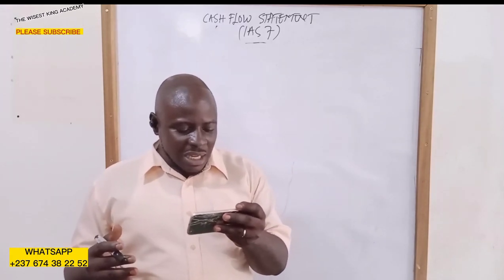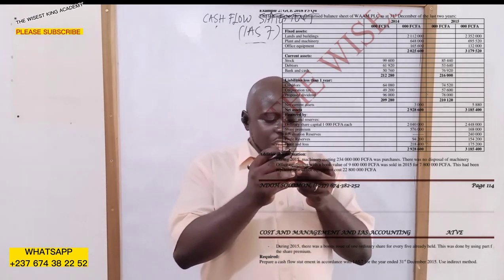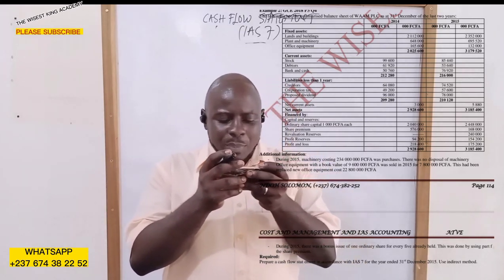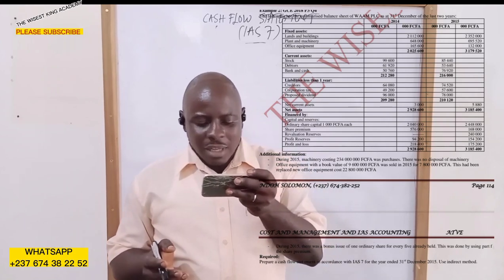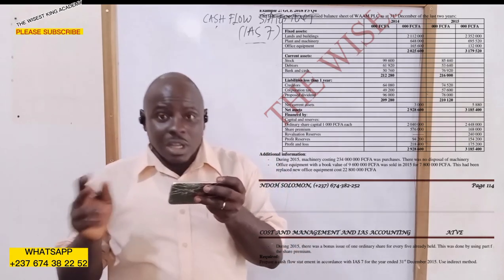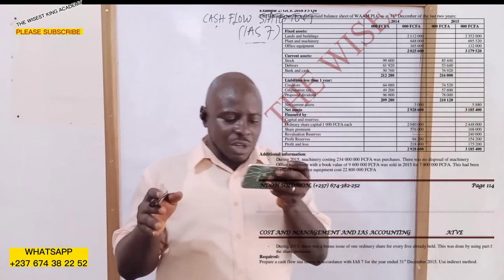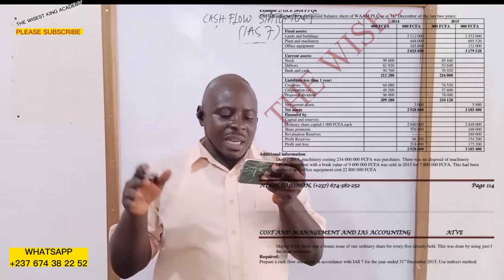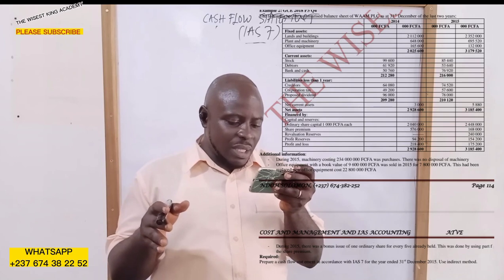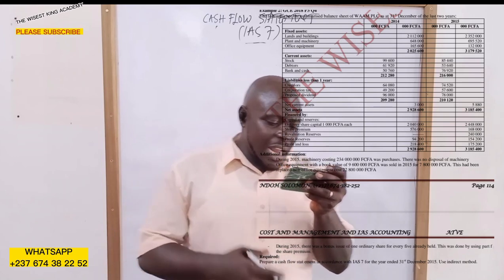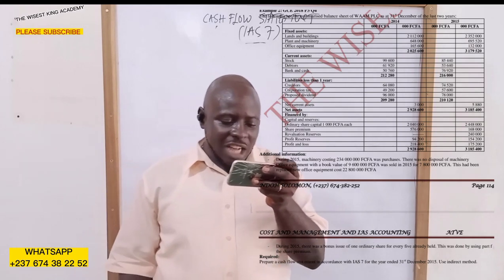Now, let me read the question. The following are the summarized balance sheets of one PLC as at 31st December of the last 2 years, 2014 and 2015. We have fixed assets: land and building, where you can see there has been an increase in the value of land; plant and machinery; office equipment; and we have the total. We have current assets: stock, debtors, bank and cash.